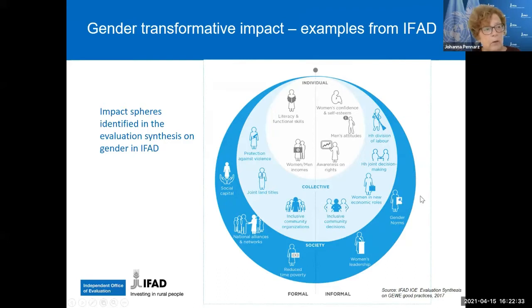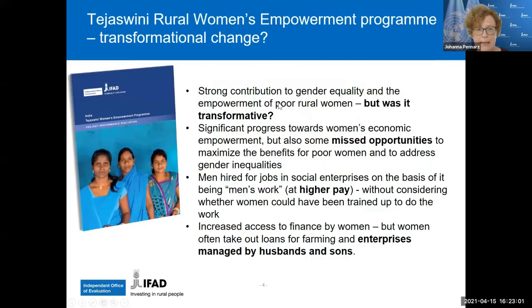So from this, we concluded that IFAD, in order to stretch itself into gender transformative change, needs to do more. First, to formalize some of the achievements, but also then to be more strategic in reaching out for transformative results at the society level. So this was the finding of an evaluation synthesis, which was then published in 2017. Now I hand over to my colleague Eoghan, who will talk about a more specific project in India.